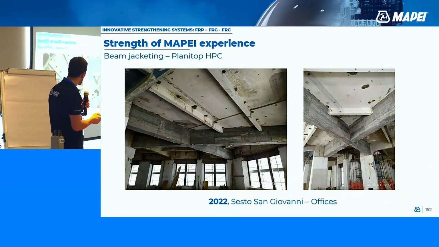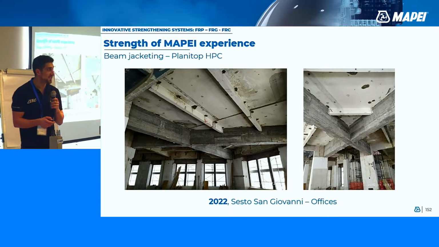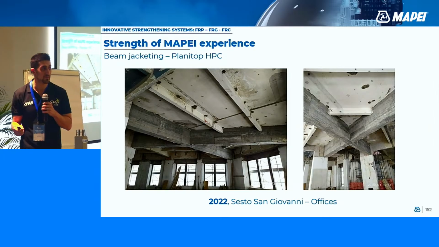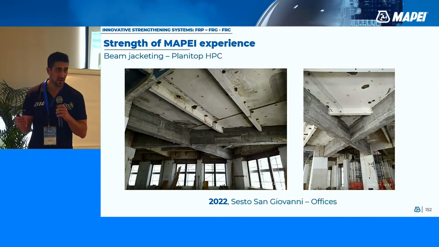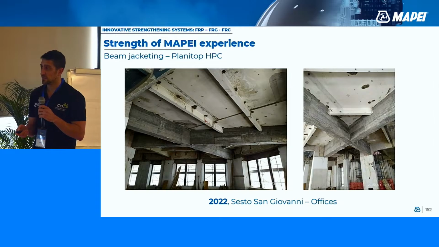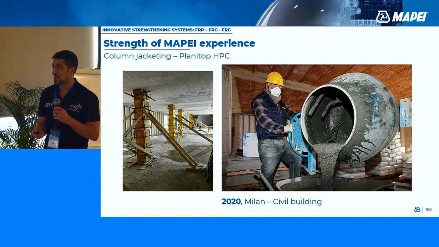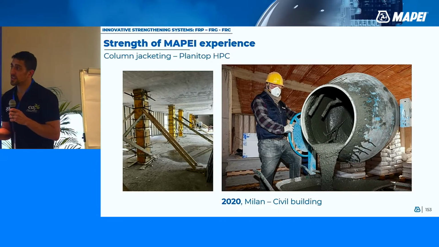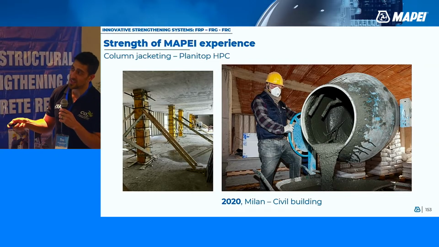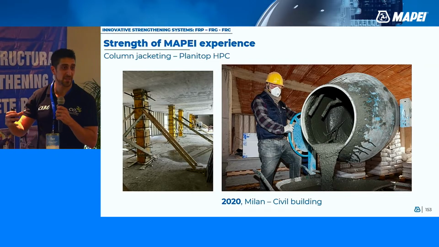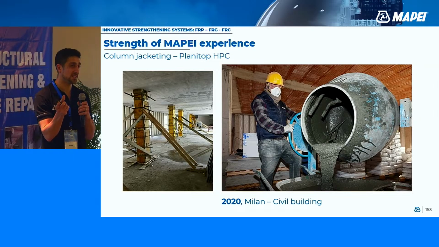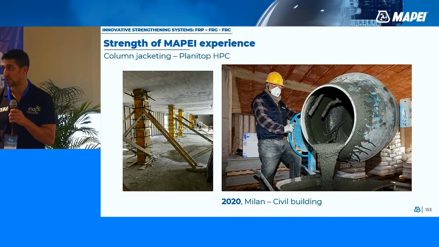And the result the day after is that the beam was completely jacketed without any kind of voids, no honeycomb, nothing. So a completely perfect jacketing. Again, column jacketing, even in this case you can see the formworks harmed because the hydrostatic pressure of the material is really high. So if the thickness is up to a certain limit, we need also to reinforce the formworks.